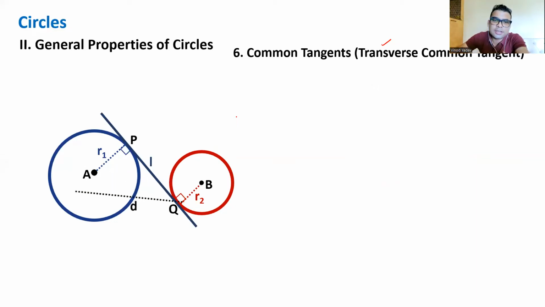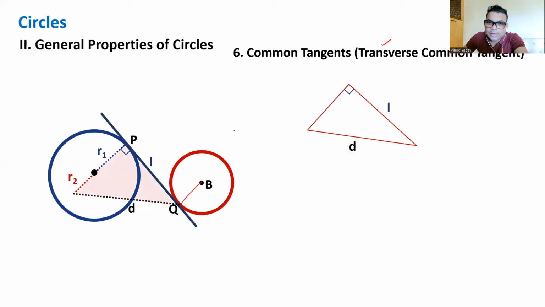Yes, check this. Draw a line parallel to AB, starting with Q. Correct? So that extra extension on the radius side is R2, right? This and this will be equal because of being parallel lines. So now can you see this triangle? Yes, a right angle triangle. Hypotenuse is D, the other side is L, and this much will be what? Yes, R1 plus R2, Pythagoras.